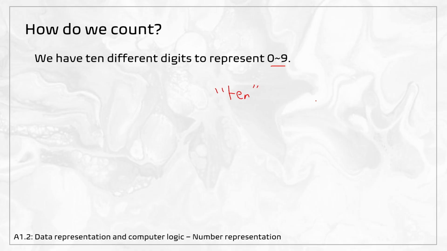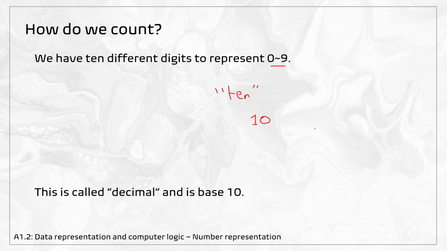There's no digit to represent 10, so what we do is we just start over from 0 and add a new digit to the left, so a 1 right here. And this is the number system we use, mostly because we have 10 fingers. This is called decimal, and we call this a base 10 number system as there's 10 unique digits.